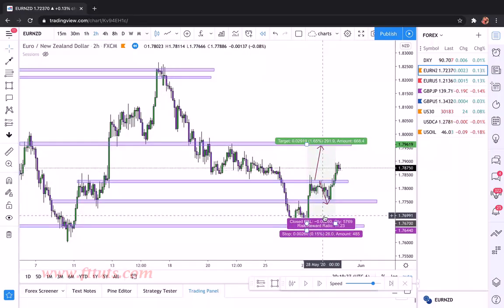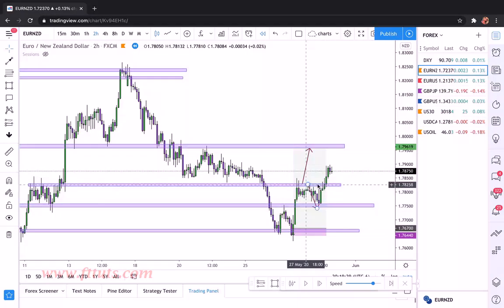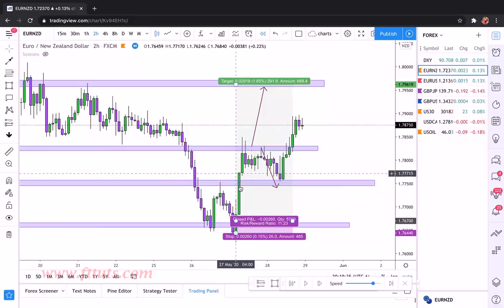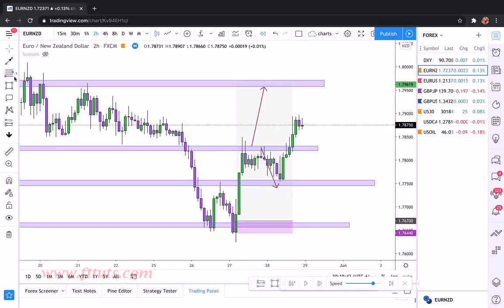Okay, so here, look. Respected structure, and people will be like, oh my god, I'm getting out. But the reason for this is because it broke and did not retest. So it came up, came back down to retest, boom. So another indication, fibs.